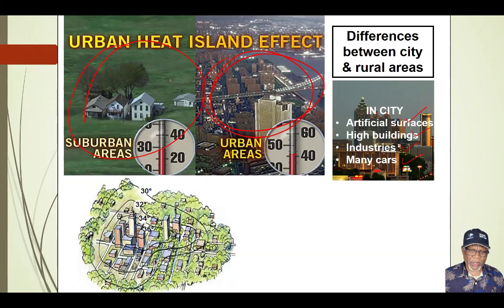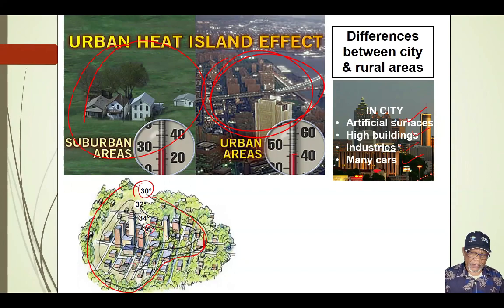So what we are looking at here, we're looking at the isotherms. What are isotherms? Those are the lines that join places with the same temperature. So if we are looking at this isotherm here and you follow it right around, it shows that the temperatures around here are around 30 degrees. But when you go in the center here, the temperatures are around 36 degrees.